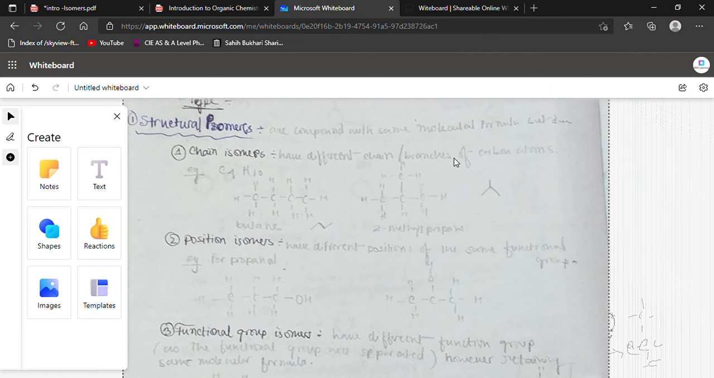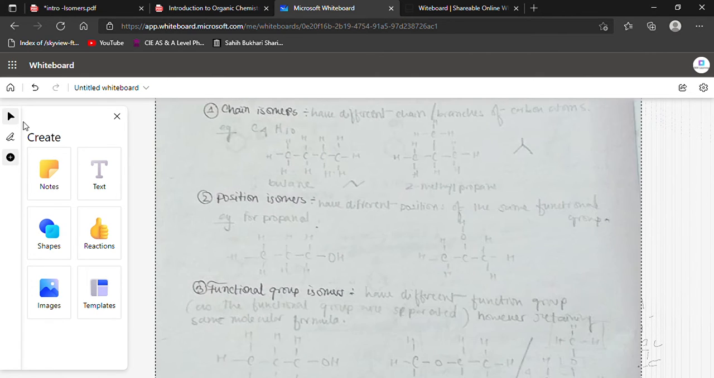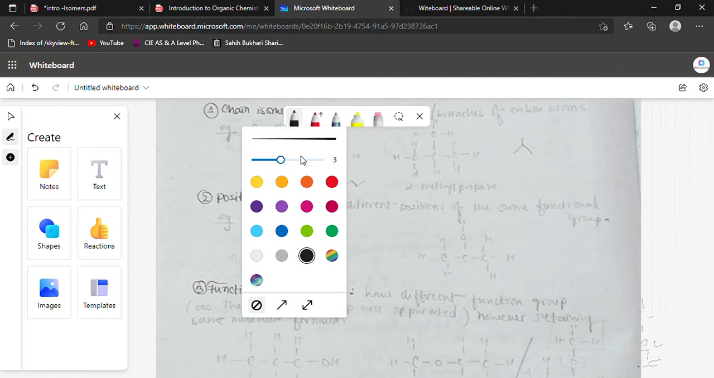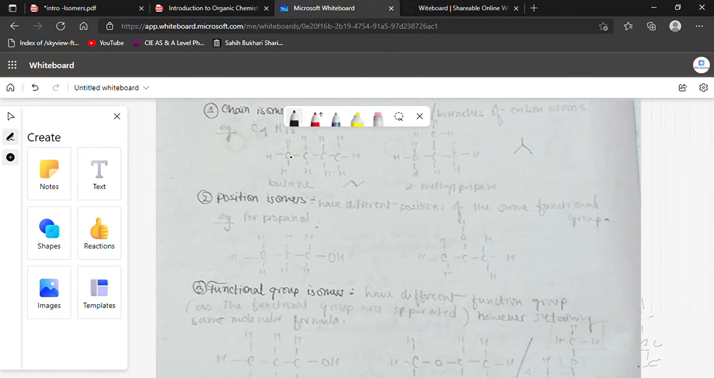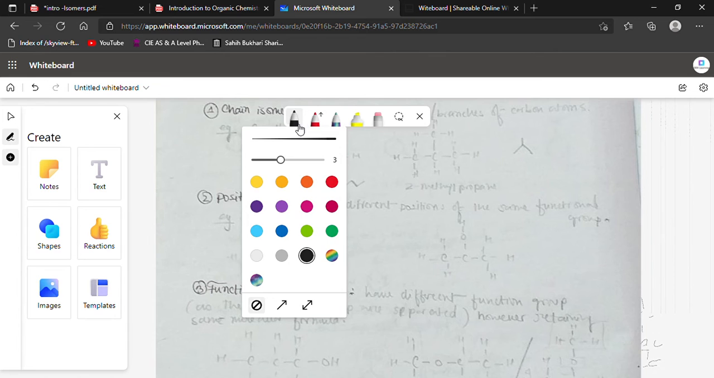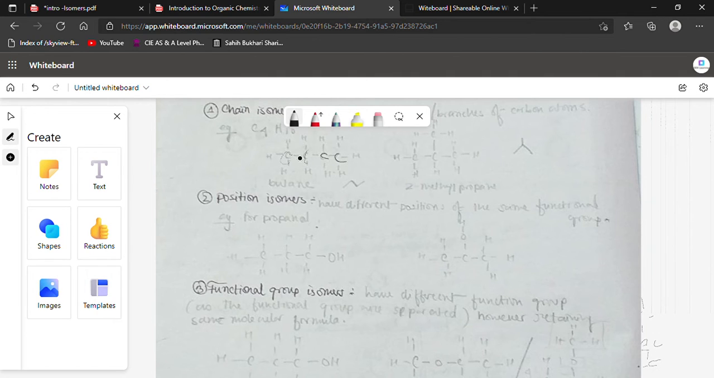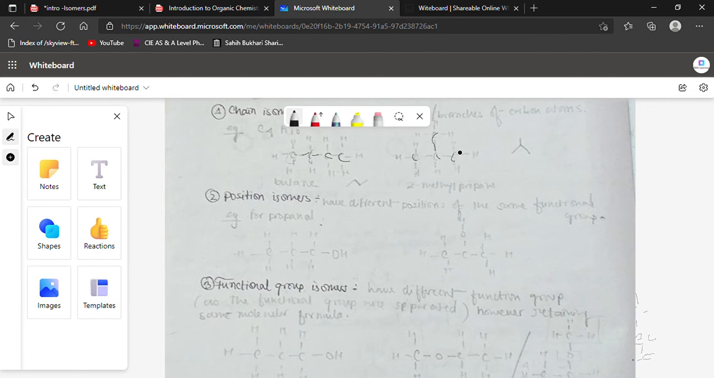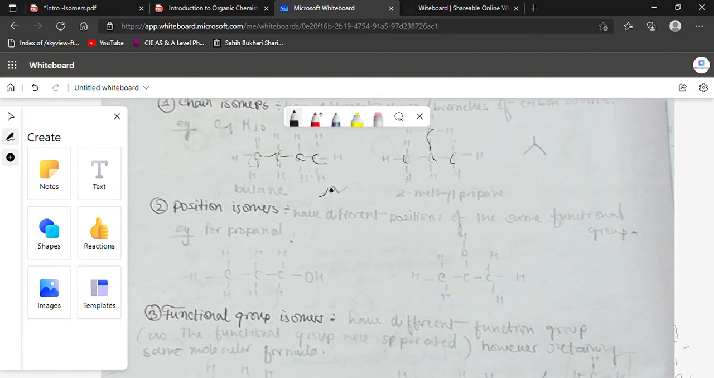So chain isomers have different chains and branches of carbon atoms. As you can see here, you have four carbon atoms. You still have four carbon atoms, but what you do is you make branches. If you look at the skeletal formula, we have one, two, three, four, so we have four carbons and four ends. But in here, we do have four carbons, one, two, three, and four, but we take the last carbon and we put it as a branch.